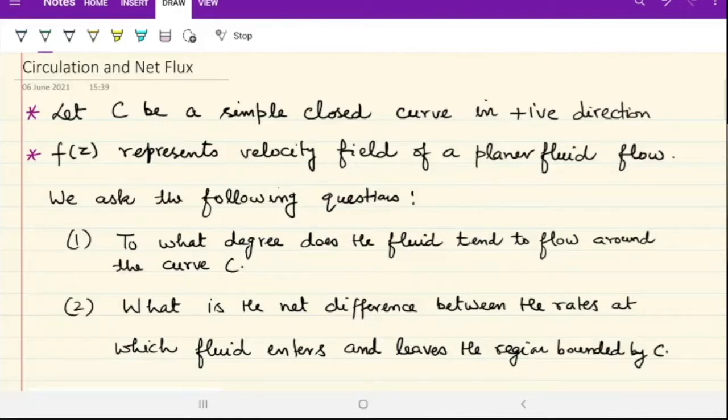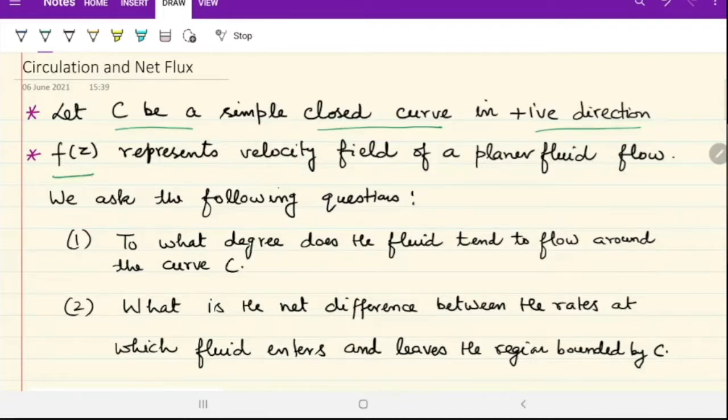In this video, I'll talk about contour integration of complex functions and circulation and net flux. What is the relation between these quantities? So let us look at our assumptions. So we'll assume that C is a simple closed curve and it is in anti-clockwise direction, that is positive direction.